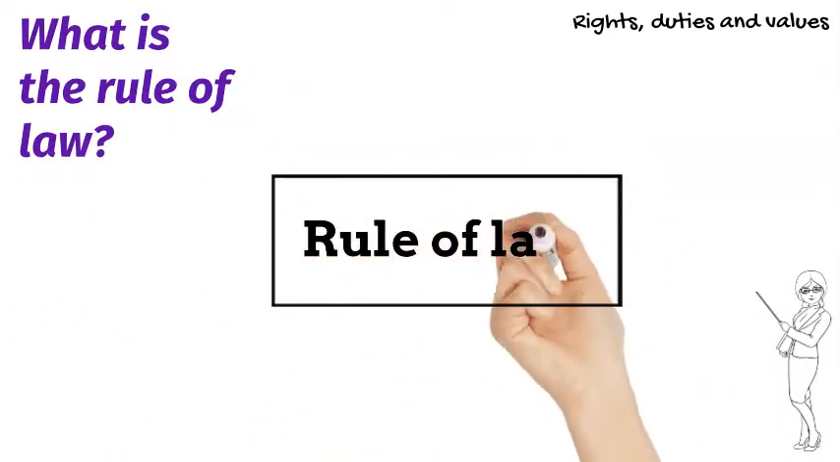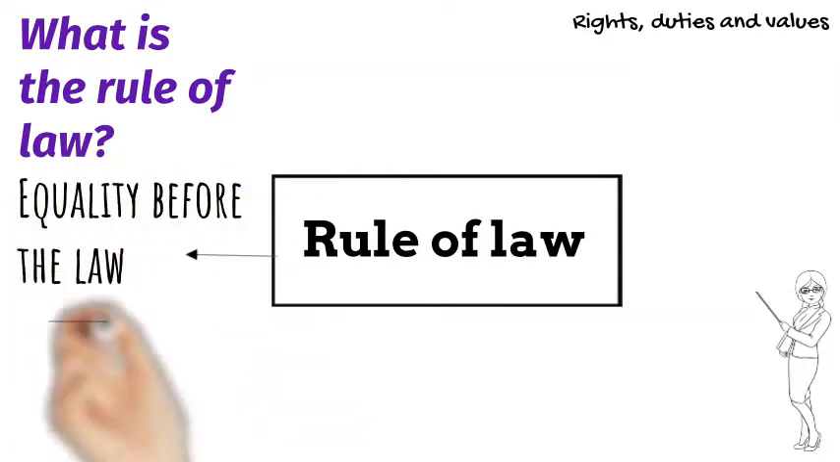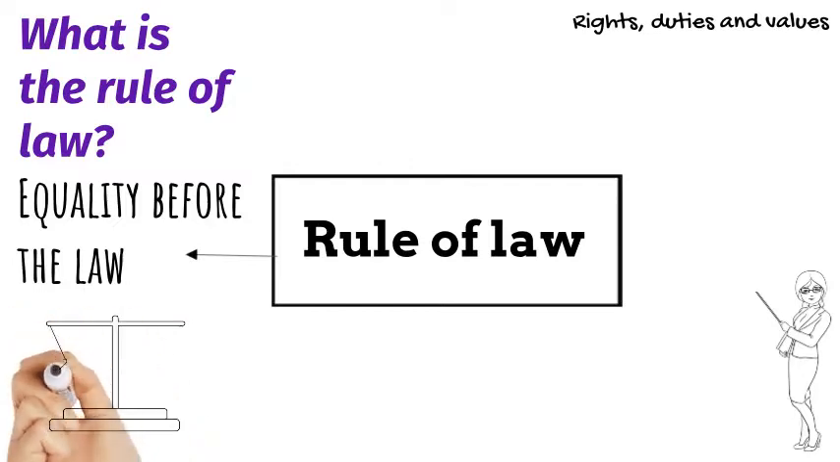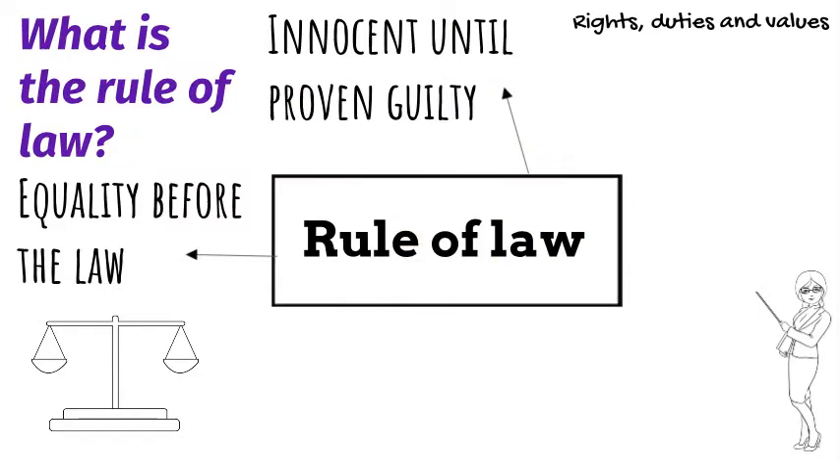This has three key elements. Equality before the law. This means that all people are treated fairly in the legal system and that no one is above the law, including those who make the law. An obvious recent controversial example of this is the fixed penalty notices issued to MPs following the parties and gatherings held during lockdowns.